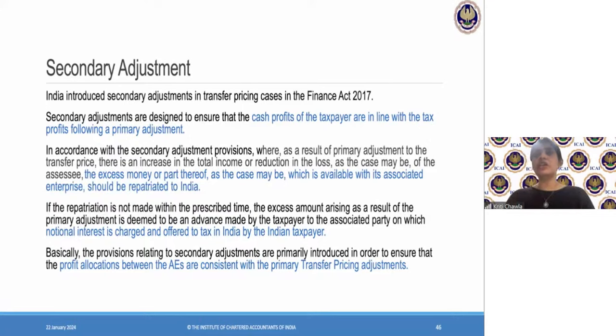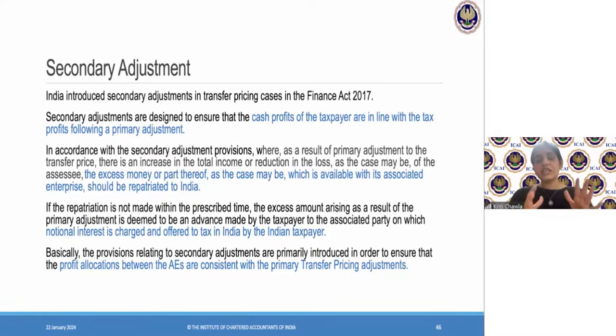And what if the repatriation does not happen? Well, if the repatriation does not happen, then we as Indian tax authorities will just presume that the Indian taxpayer has given a loan, more like a deemed loan, to the associated enterprise. So if they do not give us 40 rupees, then we'll presume that the Indian taxpayer has given a loan of 40 rupees to the associated enterprise. And there will be a notional interest that the Indian taxpayer will actually earn by giving this loan. And so we will tax the Indian taxpayer on that notional interest also.